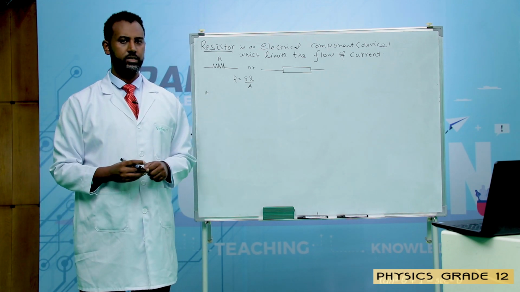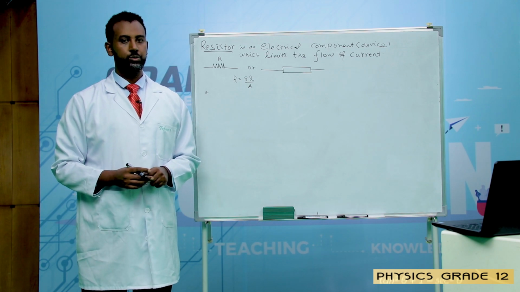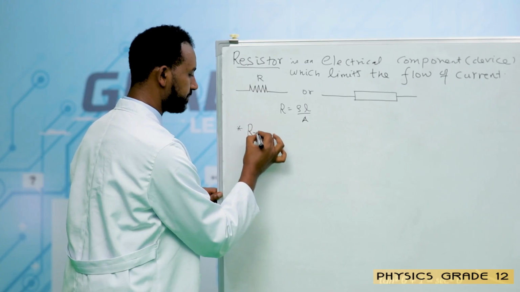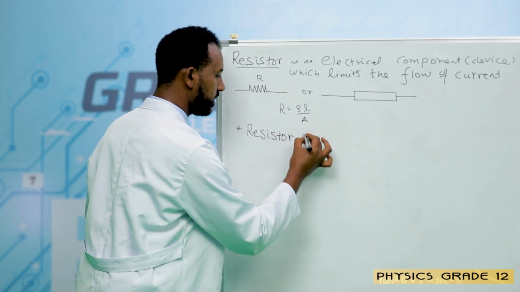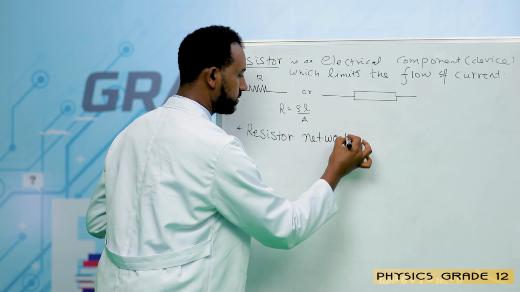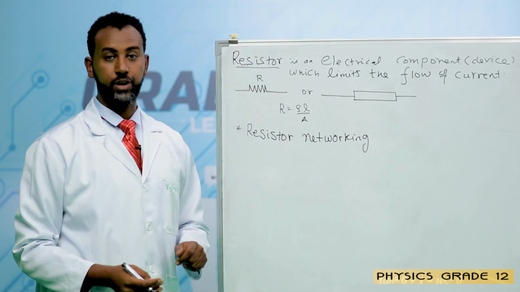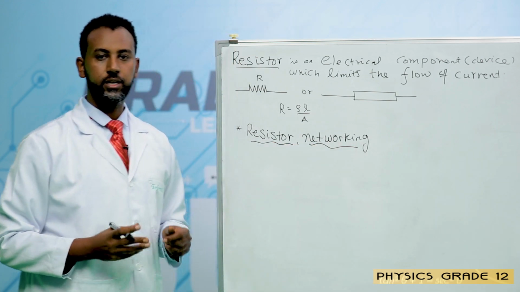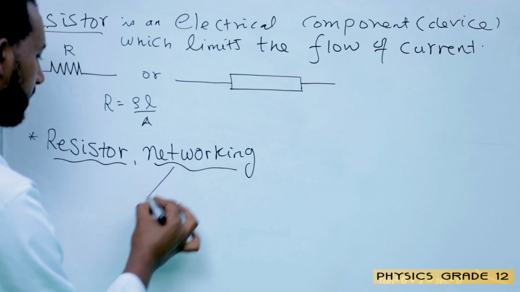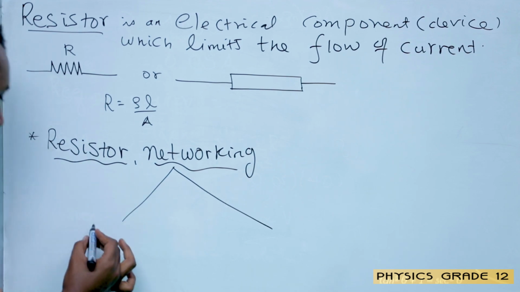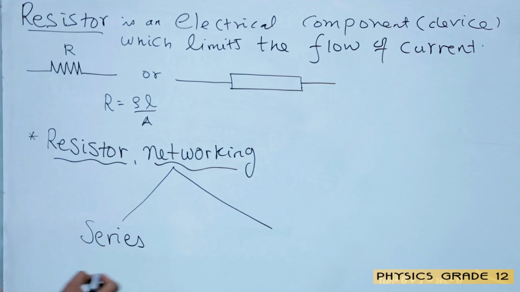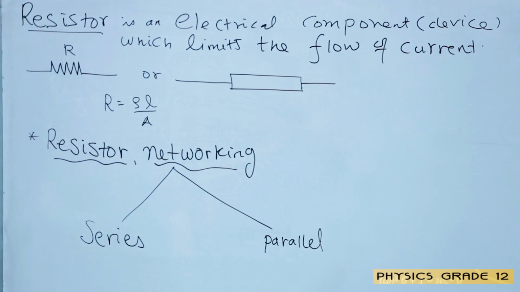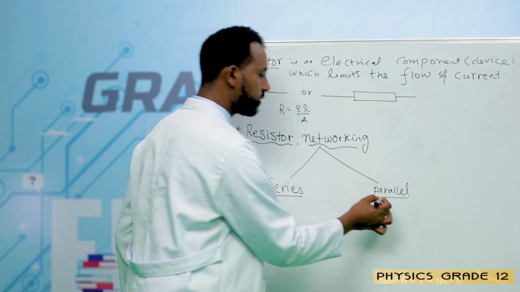How do we connect resistors across a circuit? Well, there are two basic techniques of connecting resistors. This method is called resistor networking, or we can call it combinations of resistors. Resistor networking is a technique of connecting different resistors. Basically, we have two methods of connecting resistors, and these are the series combination of resistors and the parallel combinations of resistors. So what is the difference between these two combinations?